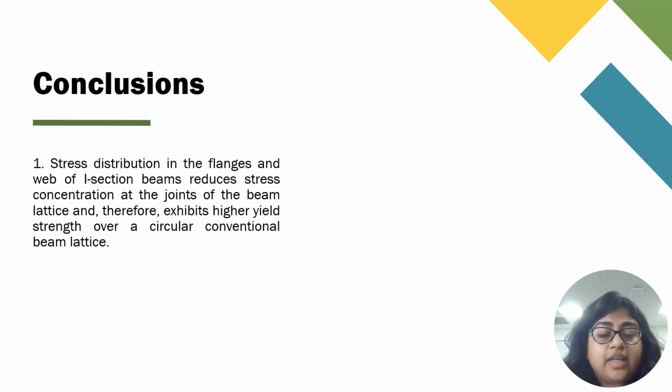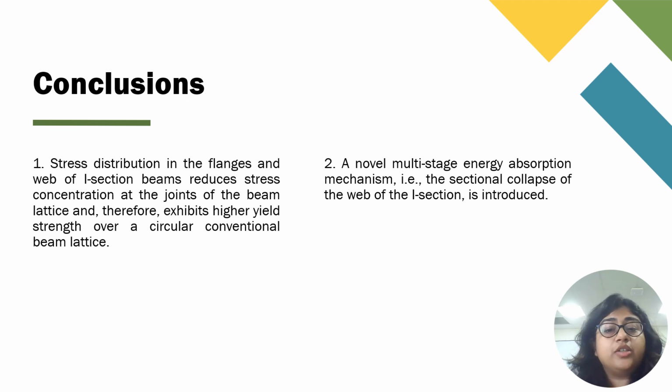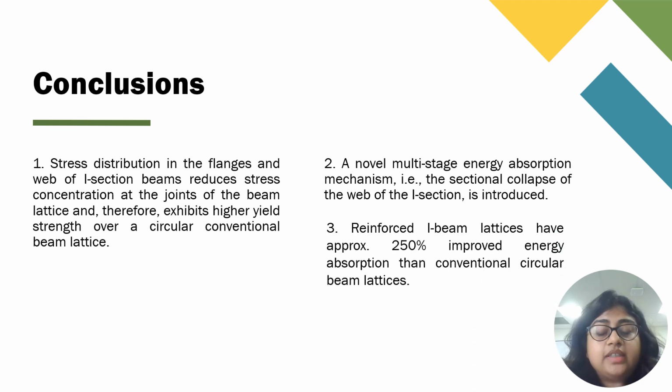And so it can be said that, first, stress distribution in the flanges and the web of the I section beams reduces the stress concentration at the joint of the beam lattice, and therefore the beam lattice with I section and the I section with reinforcement has higher yield strength over a circular conventional beam lattice. Second, a new multi-stage energy absorption mechanism that involves the sectional collapse of I-beam is introduced. And third, reinforced I-beam lattices have approximately 250% improved energy absorption than a conventional circular beam lattice.